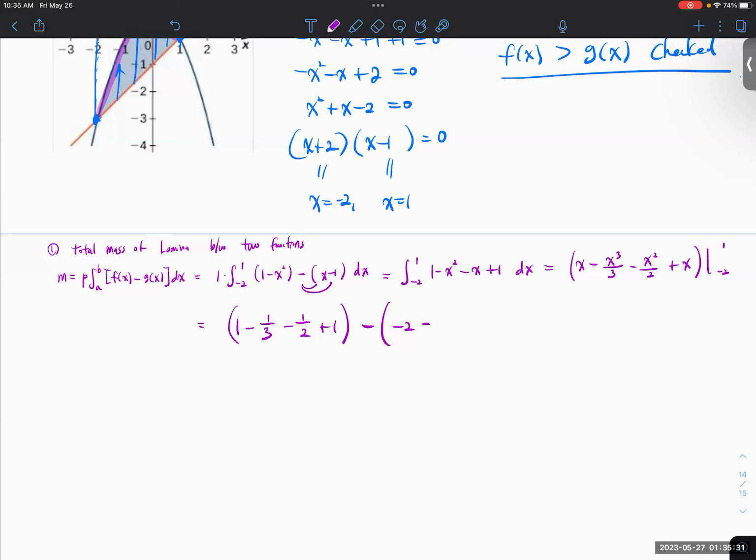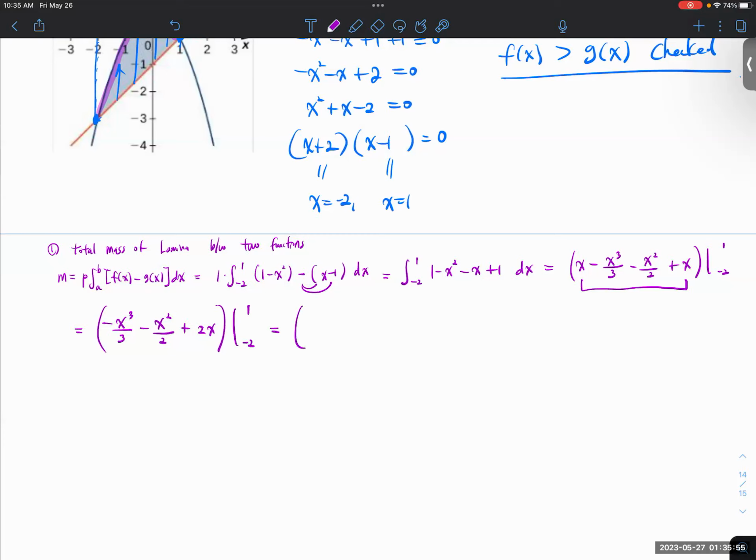Actually, we can simplify. We can combine like terms: x plus x. So minus x cubed over 3 minus x squared over 2 plus 2x, from negative 2 to 1. Gotcha.